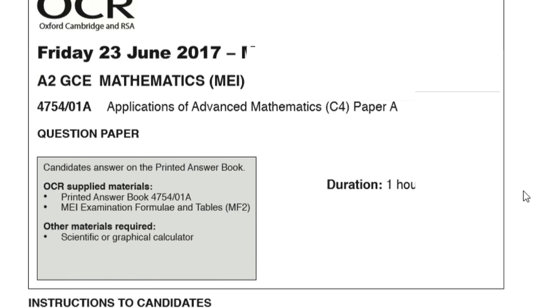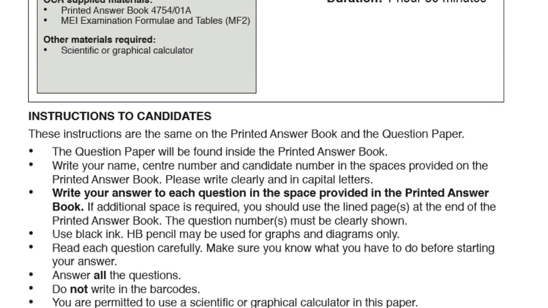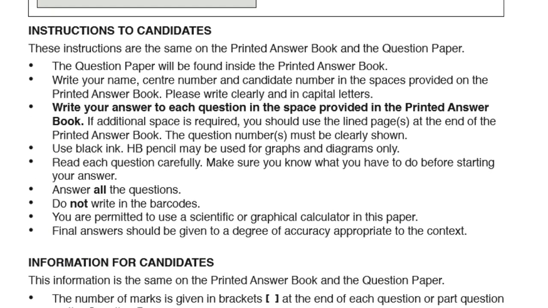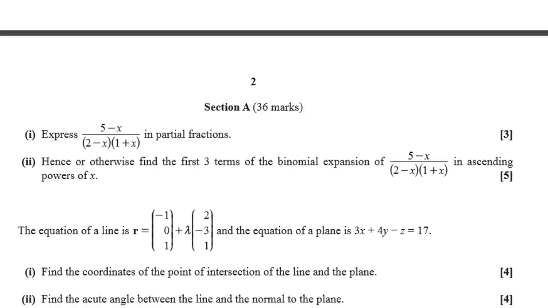So this paper is, as usual, out of 72. It also includes a paper B with comprehension, which I will not go through with this part of the walkthrough. So let's get right into it.